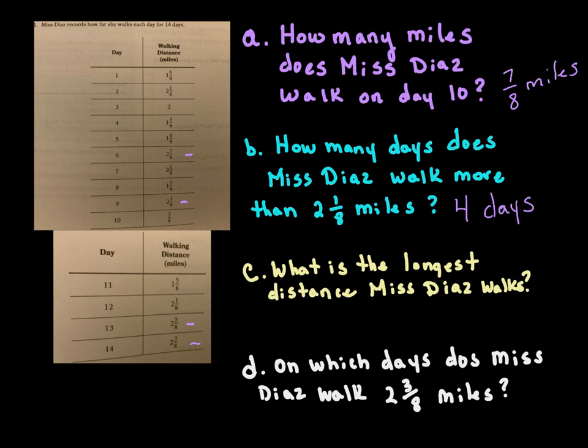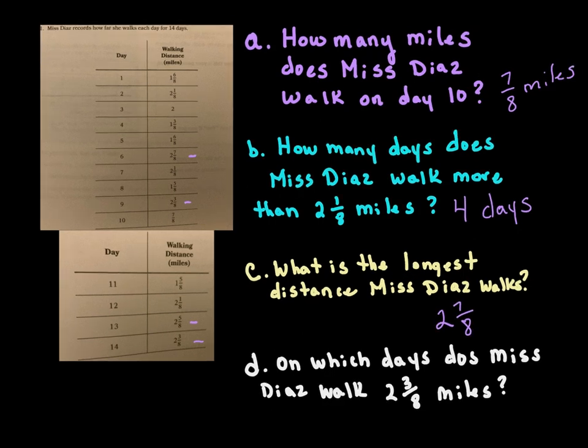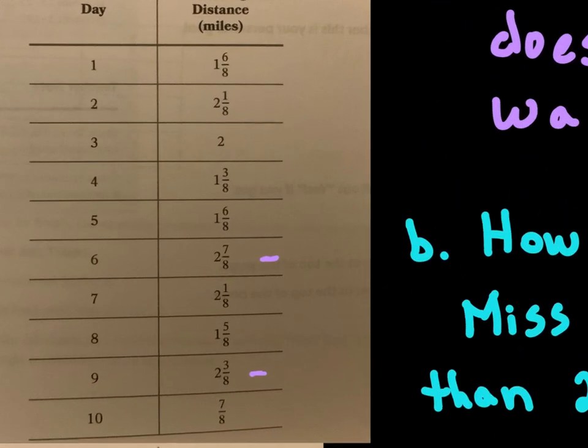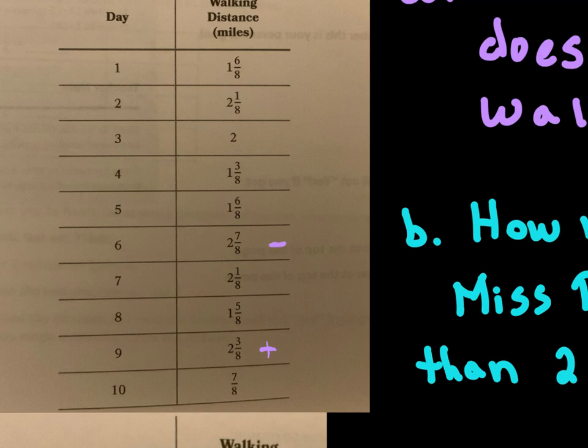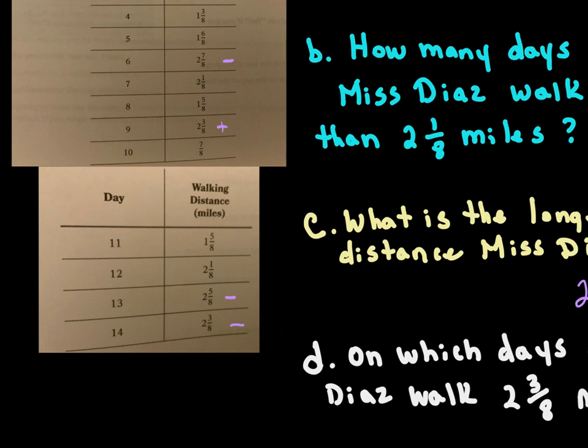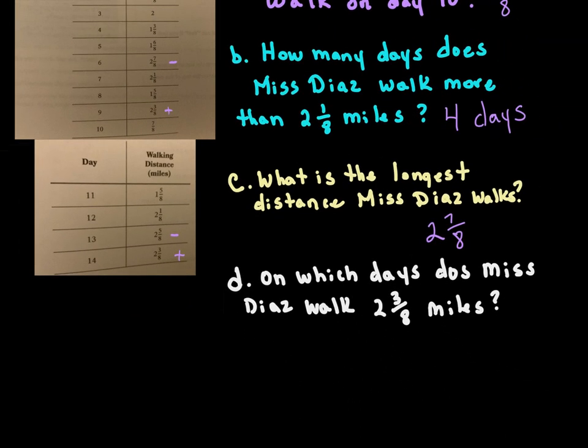What is the longest distance Miss Diaz walks? The longest she walks would be close to 3 wholes, which would be 2 7/8. And then it says, on which days does Miss Diaz walk 2 3/8? So we got to figure out what days. So 2 3/8. Let's find that. Right here on day 9. And here's another one. So days 9 and 14. She walks 2 3/8 of a mile.